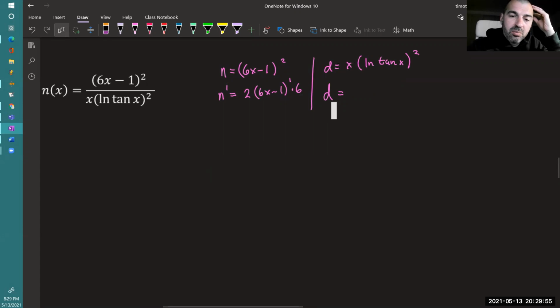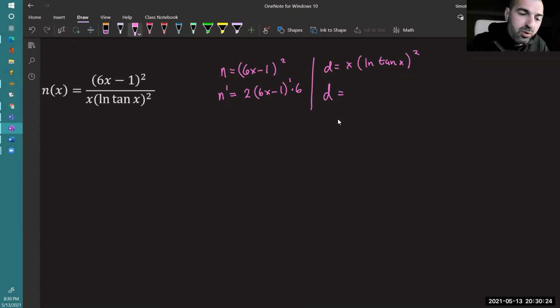I've got one little mini function, x, hanging out here. And then I've got another multifaceted four-function sort of thing here. No, natural log, tangent. No, there are only three functions here: natural log, a tangent, and a power. So this is going to be a double chain rule here. I have to take the derivative of x, and I have to take the derivative of this, and then I have to use this in the product rule.